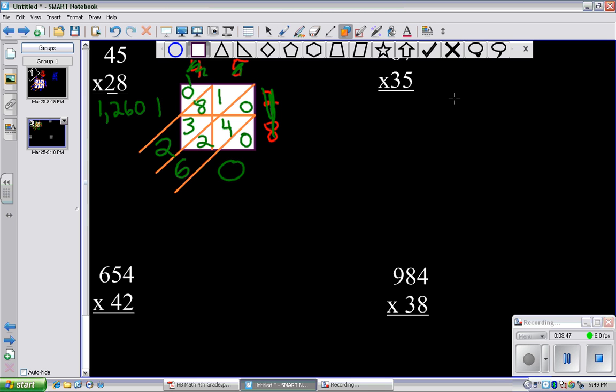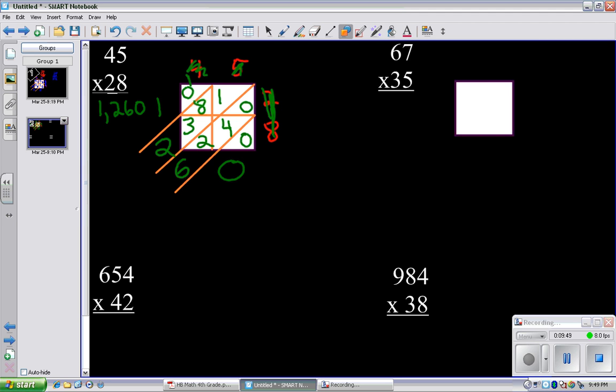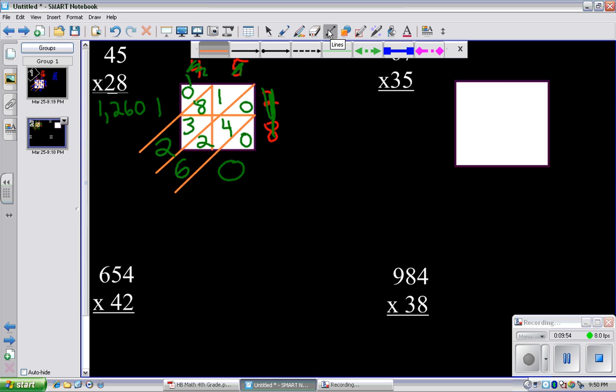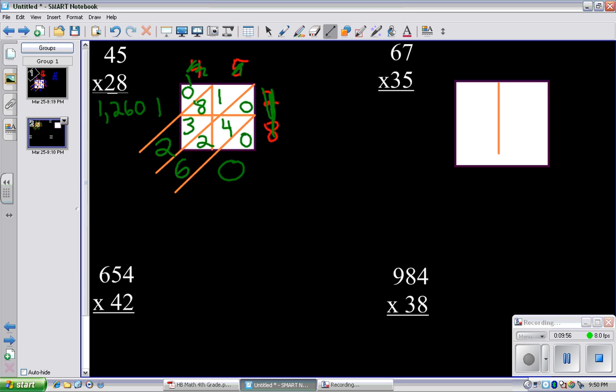Remember, step 1 is to draw my lattice box. Step 2, yep, you've got it. Put in my diagonal or put in my T. Then of course, put in your diagonals. Now, if I did this right, I should line it up a little bit better this time. Look, I just missed.